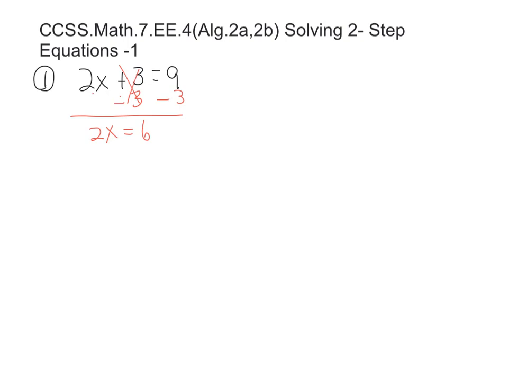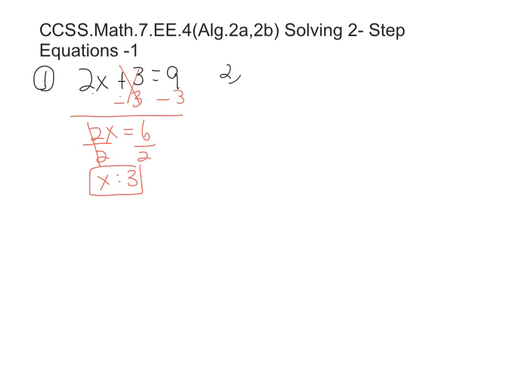And now your second step is, 2 is being multiplied by x, so you're going to divide by 2 on both sides, and divide looks like a fraction, and you're going to get x equals 3. And there is your answer. Okay, let's do another example of the two-step equations because they're quite unique, but I like them a lot. Hope you do too.